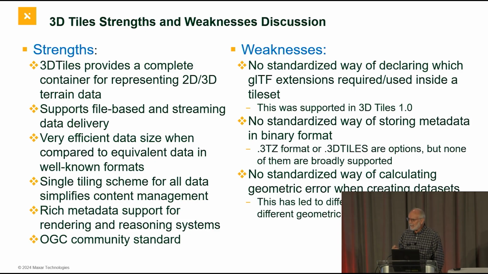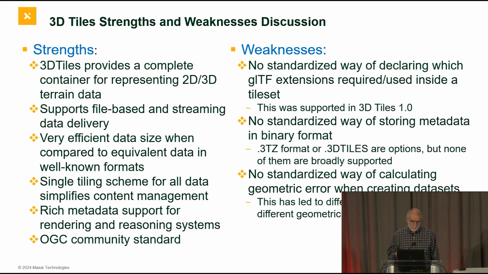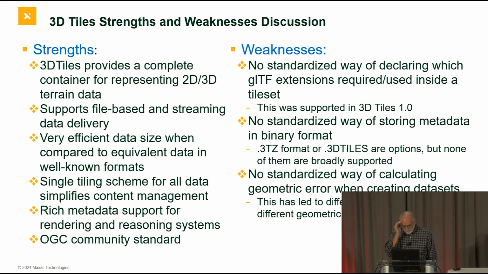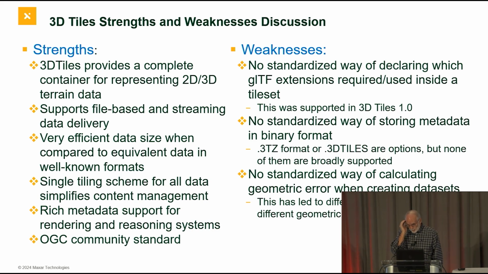The thing we like is it's a single mechanism for organizing all of your data geospatially. Rich metadata, I've already said that once. And it's a community standard, which of course is great. There are a few weaknesses. I'll say, yeah, there's a few things that they left out of 1.1 that they had in 1.0. Wouldn't mind putting that back.